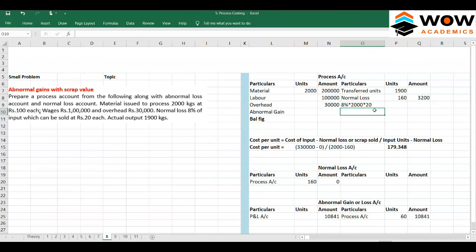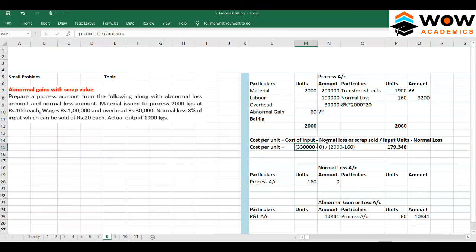Let's see which side is higher. So this side, it seems the units are higher. The units are coming to 2060. And the balancing units would be 60. That is an abnormal gain. So to value our abnormal gain and to value our transfer units, we have to work out the cost per unit.